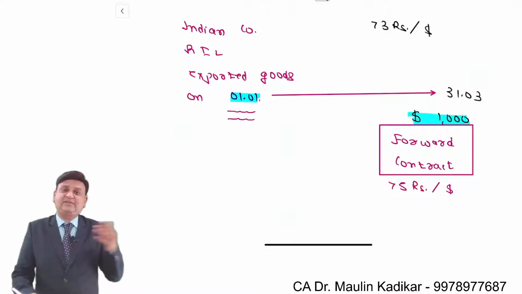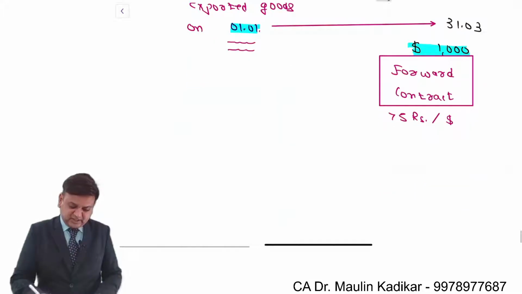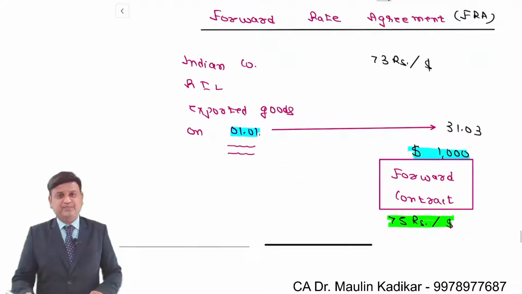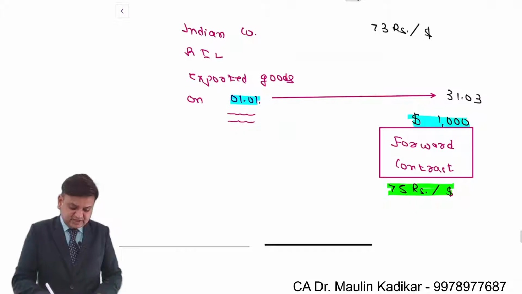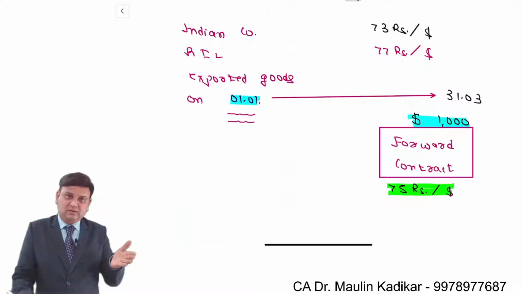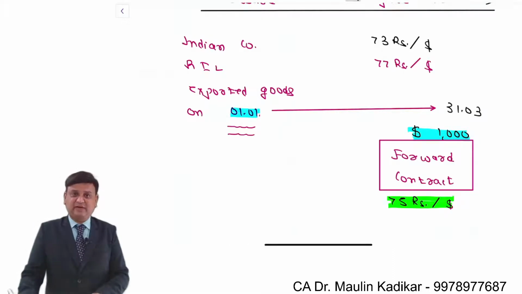Suppose the spot exchange rate is 70 rupees per dollar. Even in that case, the Reliance company will receive rupees 75 only. Whatever the forward exchange rate which has been committed by the bank to the company, that itself is the rate at which the conversion will take place. Now, if the spot exchange rate is 77 rupees per dollar, even in that case you are going to receive an amount of rupees 75 only. If the spot exchange rate is more or less, in either case you will receive a fixed amount, that is 75.